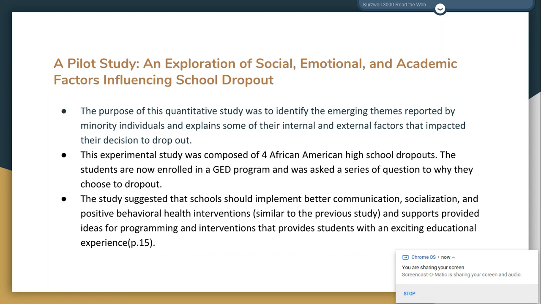The next article was basically a pilot study that interviewed four African American students that dropped out to ask them why they chose to drop out and what were some internal and external factors that impacted their decision. I believe this article was very important to my review because it allowed me to get an overall view of how students feel when they drop out or before they drop out. And I believe that with this information, schools can find methods to attack those certain internal and external factors.